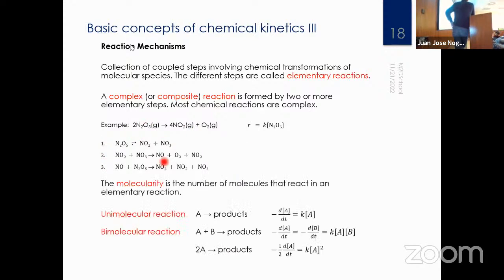And so every single elementary step can be unimolecular, can be bimolecular. This, I suppose you know. So for instance, this is a unimolecular reaction. A bimolecular reaction can be this one or this other one, for instance. So you have different examples of different chemical reactions with different complexity.